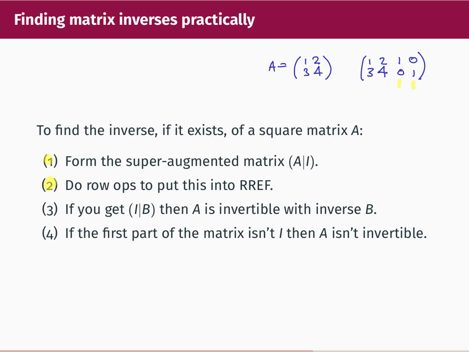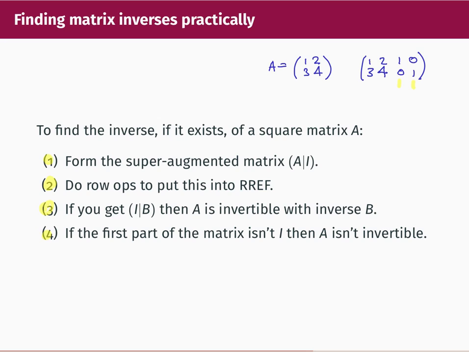The next step is to do row operations to put this super augmented matrix into row reduced echelon form, and then you can read off your solution. If you get the identity and then a matrix B, then A is invertible with inverse B. On the other hand, if the first part of the matrix, so the first n columns, is not the identity, then the row reduced echelon form of A is not the identity, so A is not invertible.